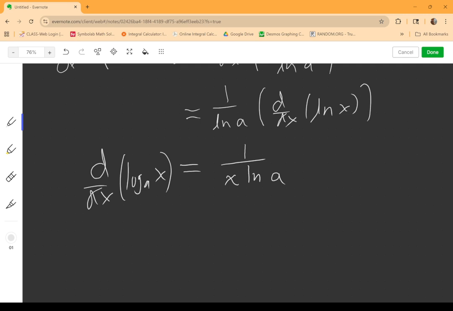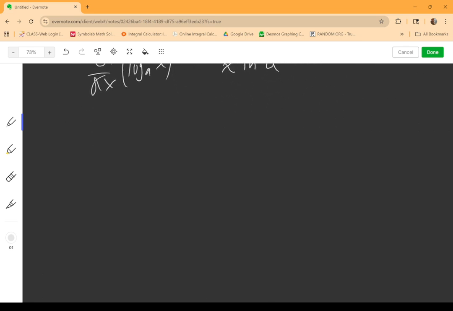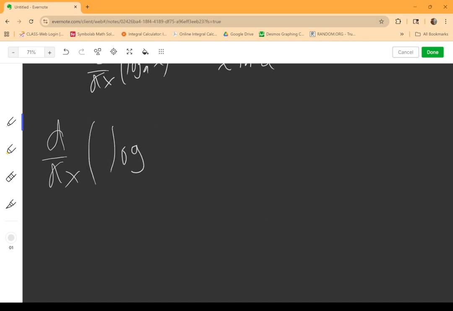All right, so let's do a couple of examples here. A basic one, let's say we just had the derivative of log base 7 of x, right? So think of it as the derivative of natural log, which is 1 over x, and then the natural log of whatever the base is. And that's it, right? That's how we take the derivative here.